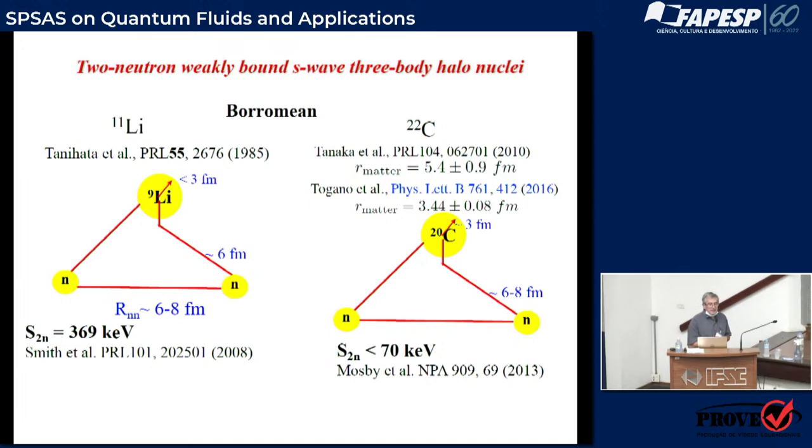Okay, just to give an idea, a cartoon of the distances involved in lithium-11. The core is about 3 Fermis. Of course, this is very short from the point of view of atomic physics, but not from the point of view of the nucleon-nucleon potential. And then the neutrons are at a distance of about 6 to 8 Fermis, much larger than the core. Therefore, this wave function, the tail of the wave function, could be quite well reproduced even in the limiting case of a zero-range interaction. The same for carbon-22.